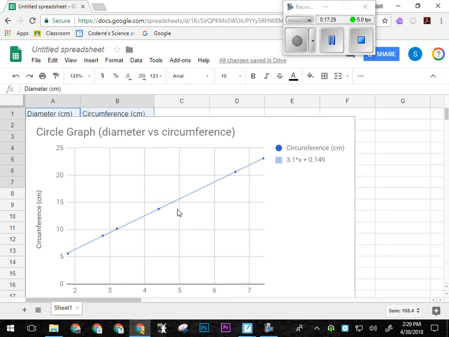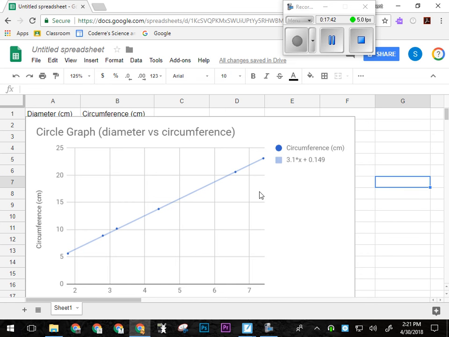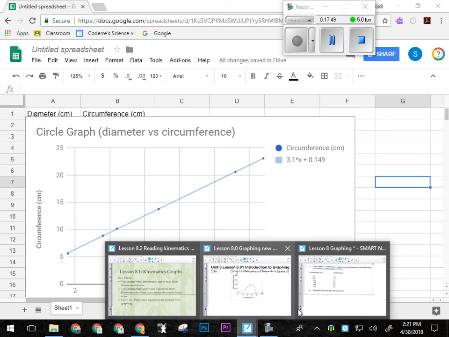If I wanted to, now I could copy and paste it into a lab report. If my lab report needed a graph, I would just go up here and I could copy the chart, paste it over into my lab report if I needed to. Everybody with me there? Then let's have a look at what kind of things we need to do with this graph.